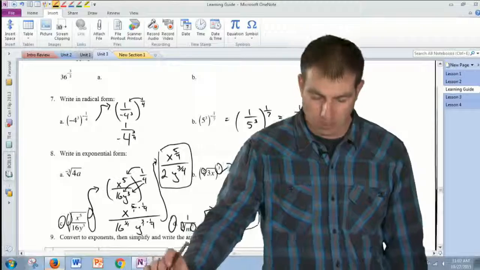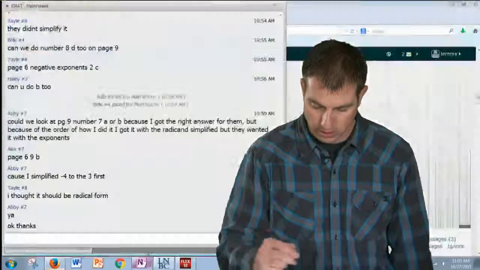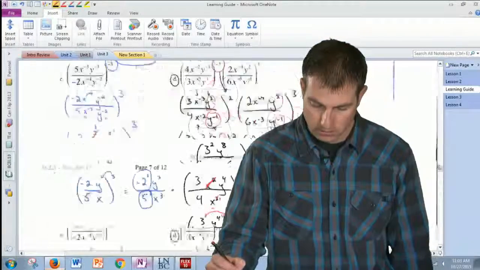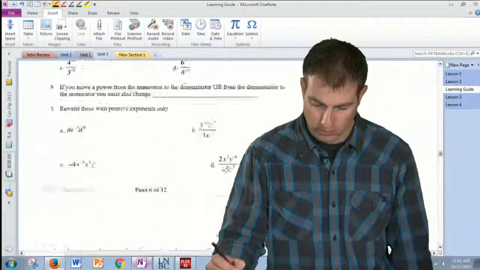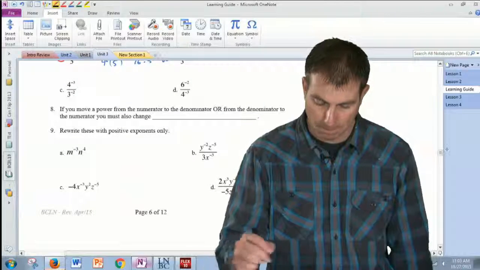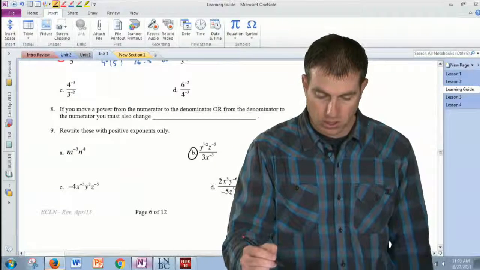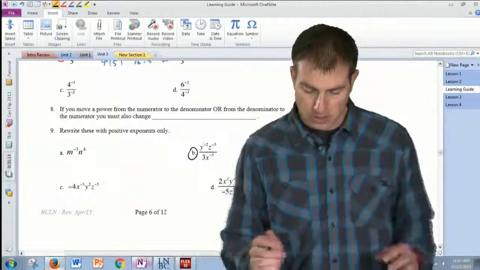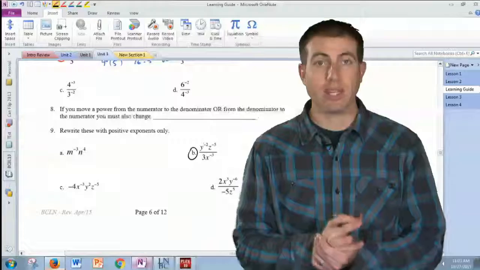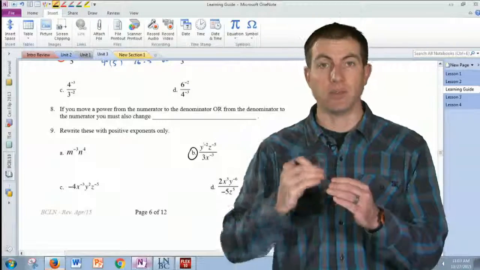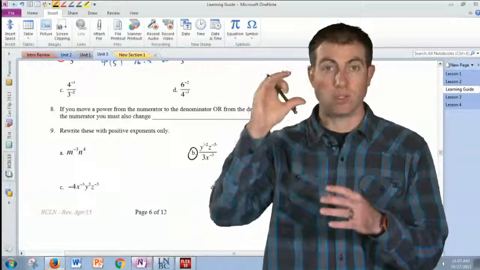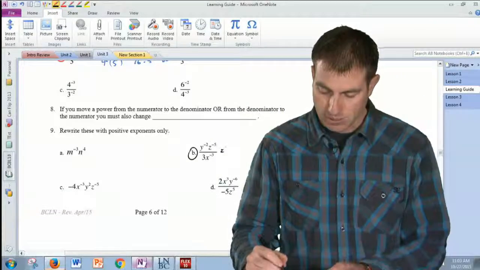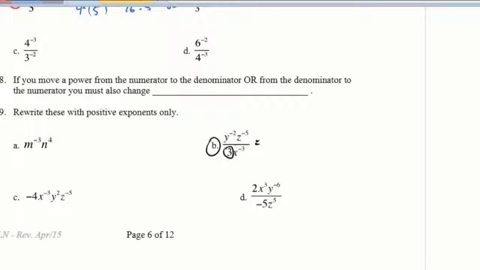Alex, page 6-9b was another question there. Rewrite these with positive exponents only. Okay, this is a good question. These can get tricky when everything kind of flips. So anything that has a negative exponent, you can either move it to the top to make it positive, or if it's on the top and it's negative, you move it to the bottom. We're taking the reciprocal. So everything's moving except the 3.